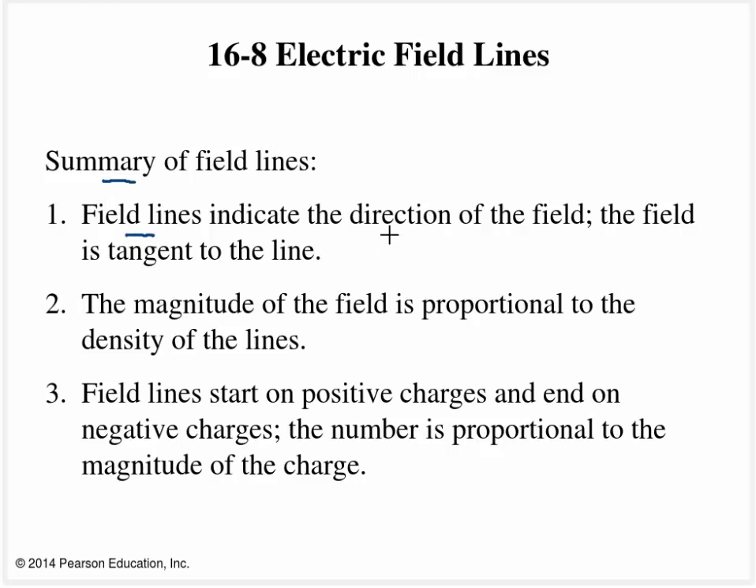Field lines are going to indicate the direction of the electric field. The electric field is actually going to be tangent to the line. The magnitude of the field is going to be proportional to the density of the lines. And probably the most important is the field lines are going to start on positive charges and end on negative charges, with the number being proportional to how much charge we actually have there.